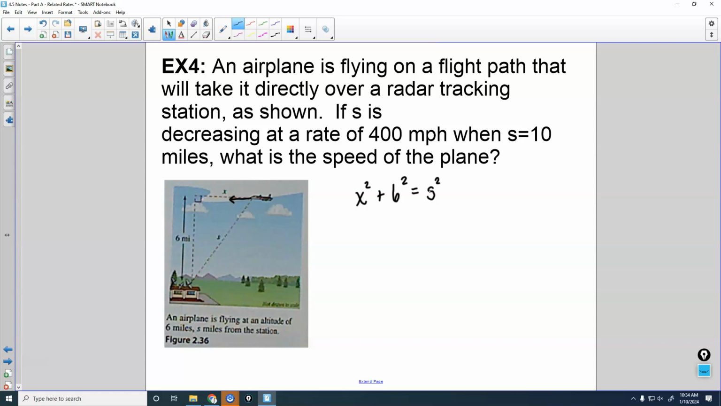And we can plug in 6 because it is a constant number that is not changing in this equation. However, x and s are both changing, so we can't plug in numbers for those. So we're going to take the derivative of this, and we'll get 2x dx/dt. This is 36. What's the derivative of 36? 0. So it's going to go away. And then we'll get 2s ds/dt right here.